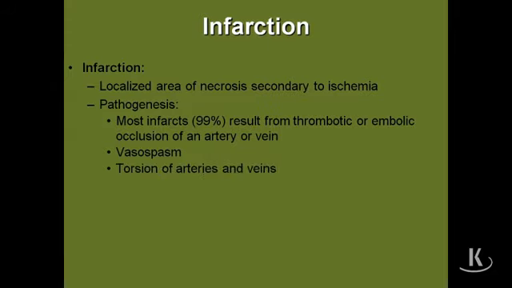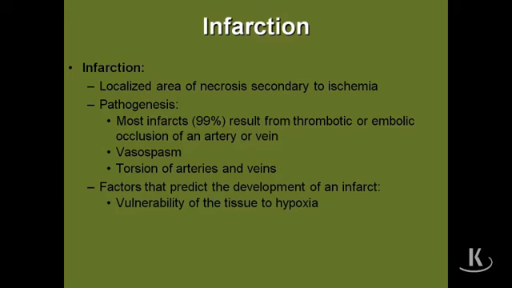If you had torsion of arteries or veins, a classic example of this is the testes, since the spermatic cord has arteries and veins in it. If you have torsion or twisting of the testicle around the spermatic cord, what can happen is decreased blood flow and you get infarction of your testes.